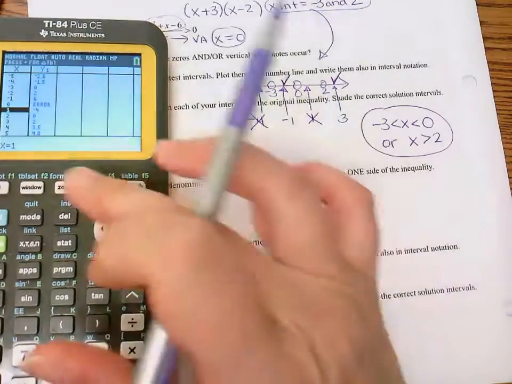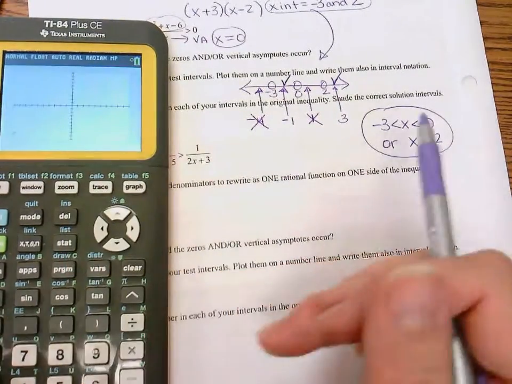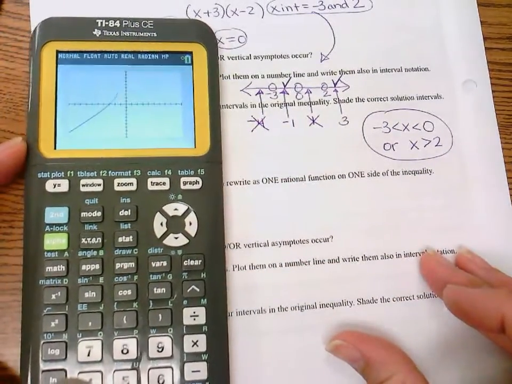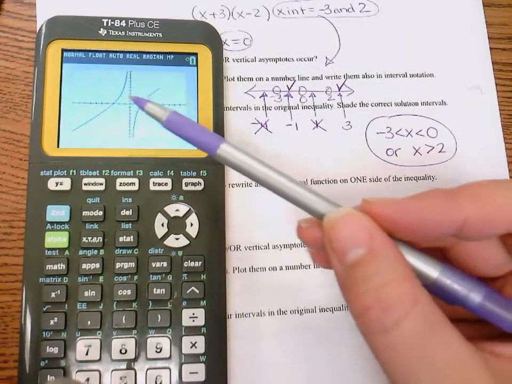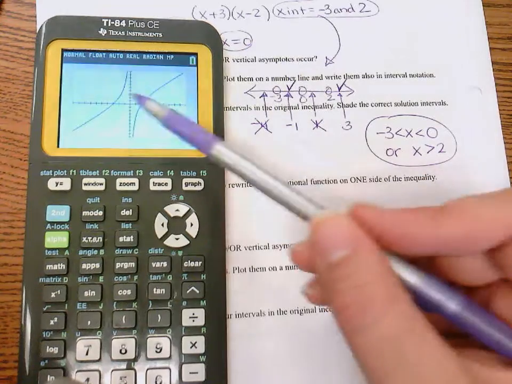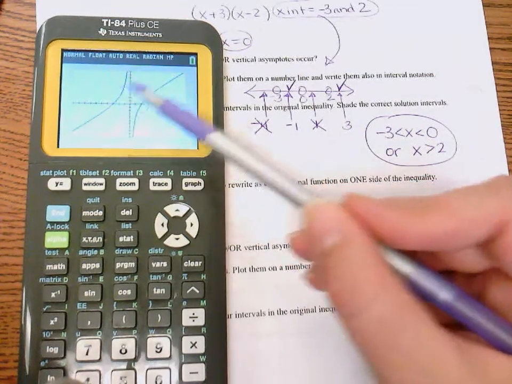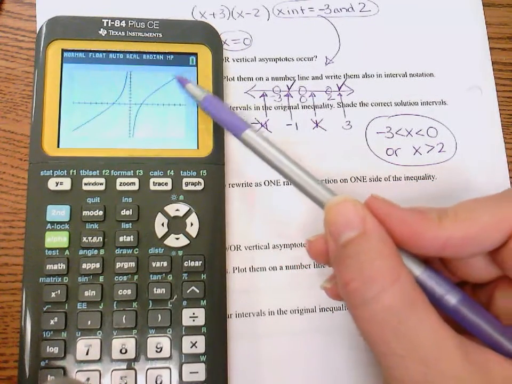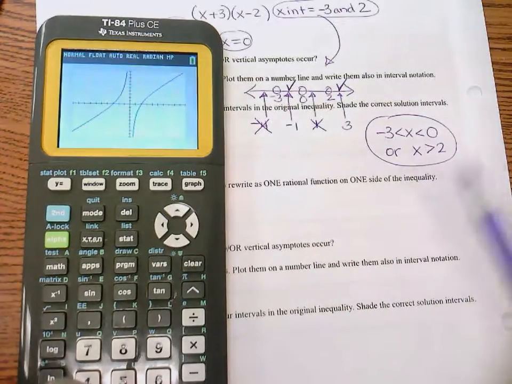And I just want to show you on the graph what my function looks like. So remember, we wanted the graph to be above the x-axis, greater than 0. So here it's greater than 0, and beyond 2 it's greater than 0. So it looks like I've captured the correct regions of the graph.